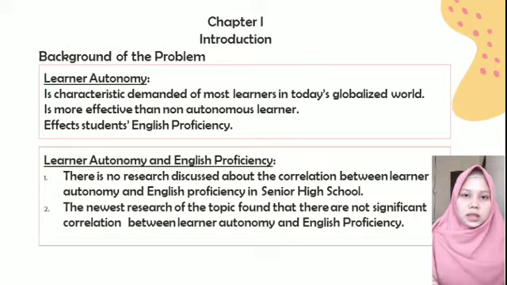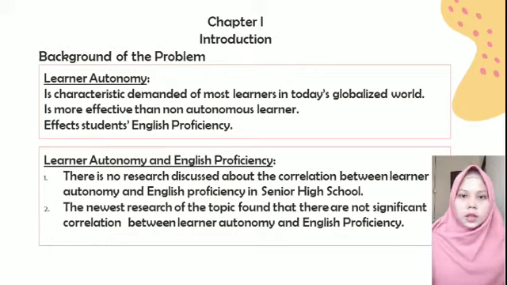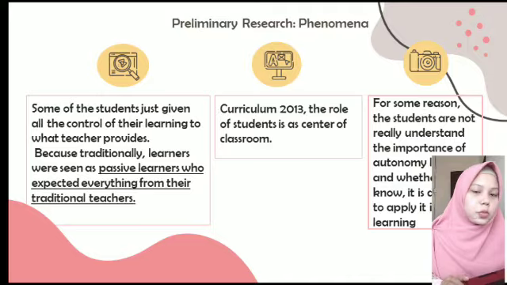Some of the research found that there is a significant correlation between learner autonomy and English proficiency, while some of them found different findings, that there is no significant correlation between learner autonomy and English proficiency. The next is preliminary research.